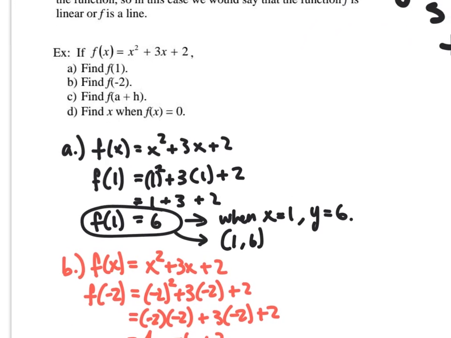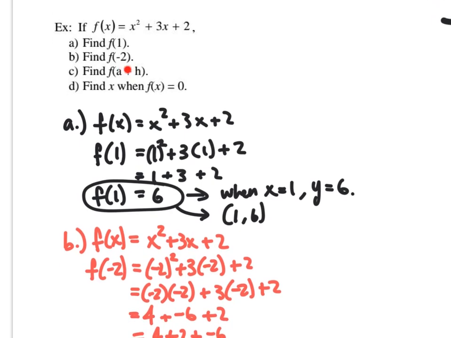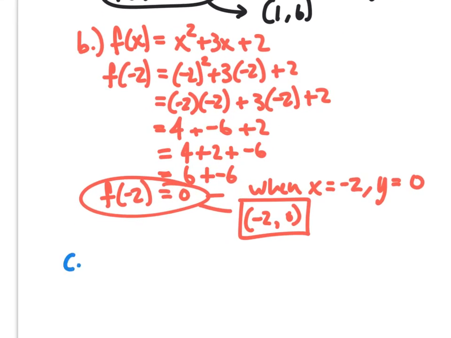Now this is where it gets a little weird, okay? What I want to do is find f of a plus h. So what that means is that I'm just going to plug in a plus h. Bear with me here. All right, let's look at part C. In part C, let me write out my function again. f of x is equal to x squared plus 3x plus 2.